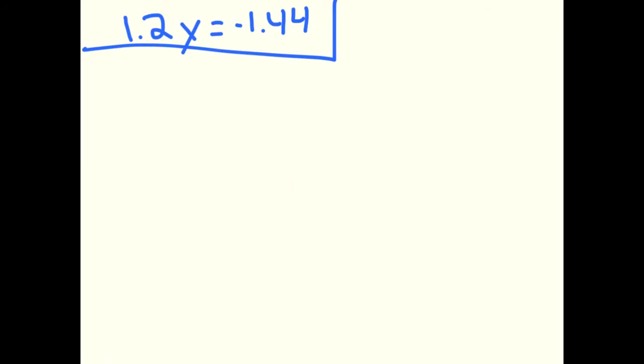Okay, so this is how you technically divide decimals, because you're going to divide. So first you write out the equation. 1.2y, which is like 1.2 times y, equals negative 1.44. So then what you do is, what's the opposite of multiplying? Dividing. So you do that, 1.2, and then 1.2.